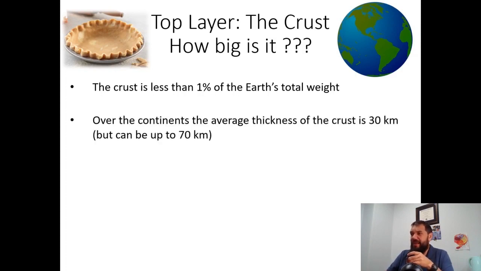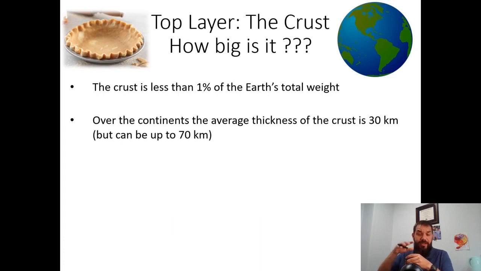Over the continents, the average thickness of the crust is about 30 kilometers, but it can be up to 70 kilometers. Where do you think the crust gets the thickest? You have any ideas? If you're thinking it's over mountain belts, you'd be correct.